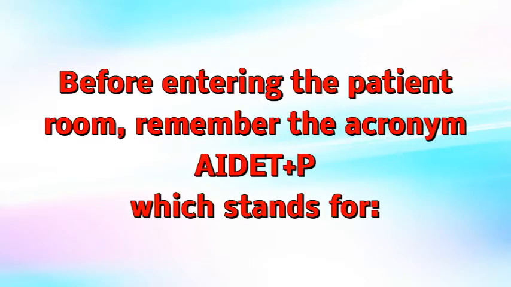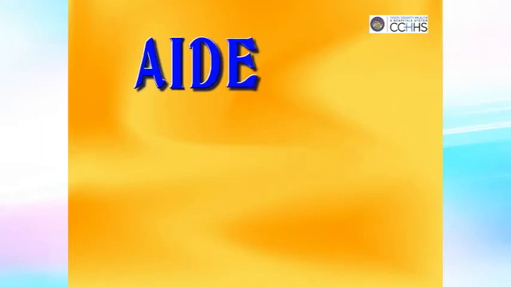Before entering the patient room, remember the acronym AIDET plus P, which stands for A. Acknowledge the patient. I. Introduce yourself. D. Duration. Say approximately how long you'll be working in the patient's room. E. Explanation. What will you be doing? T. Thank you. Express a sincere thank you to patients and guests. And P. Promise to take care of or report any concerns the patients or guests might have.